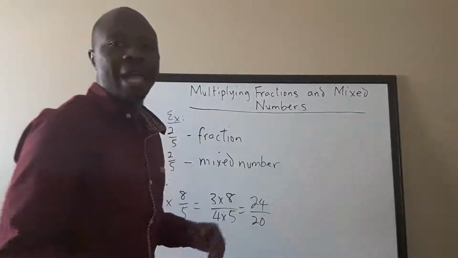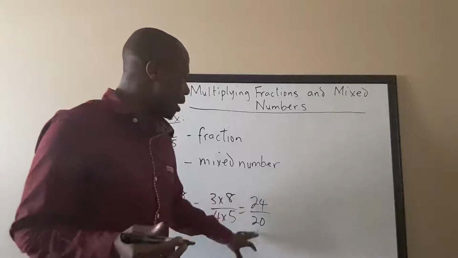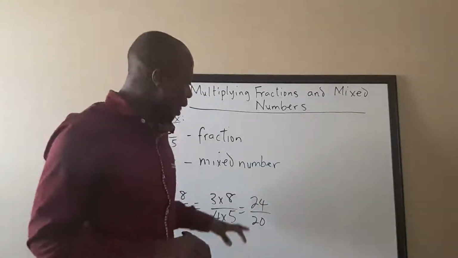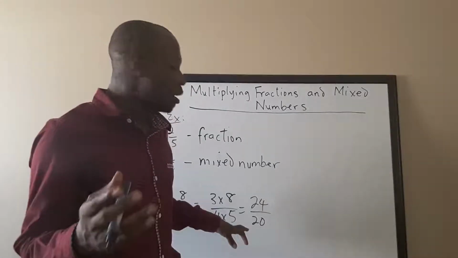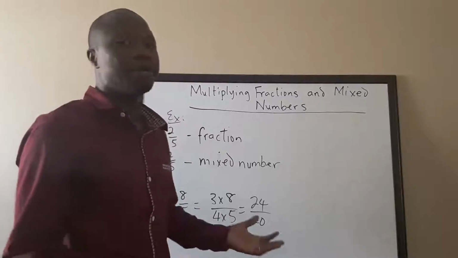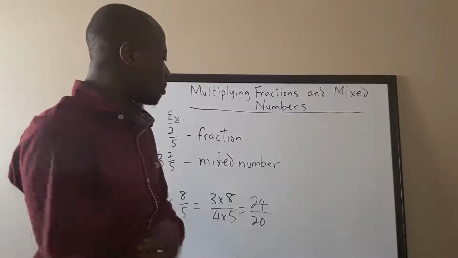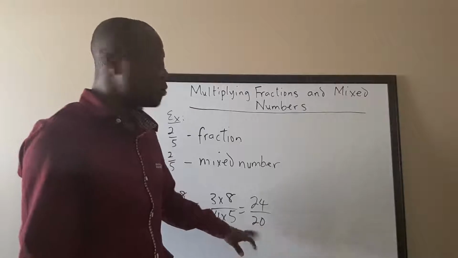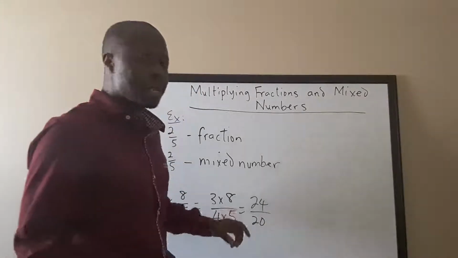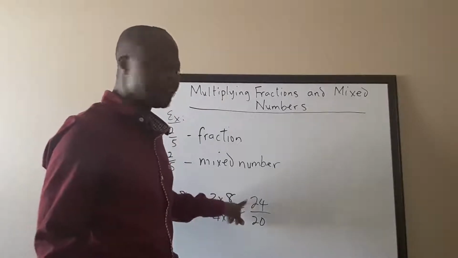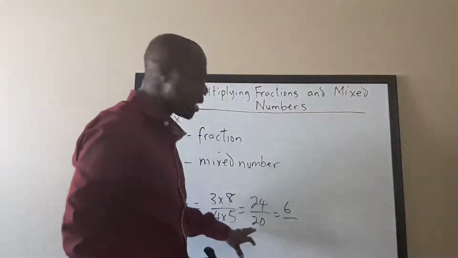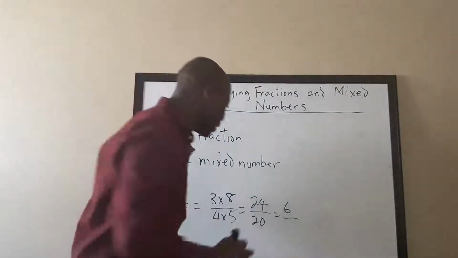So at this point, we have to reduce our expression. So the first thing I'm going to try and do here is I can see common factors between 24 and 20. So I'm going to try and reduce. Now, the greatest common factor I can see here is 4. So I'm going to say, well, how many times does 4 go into 24? It's 6 times. And how many times does 4 go into 20? It is 5 times.